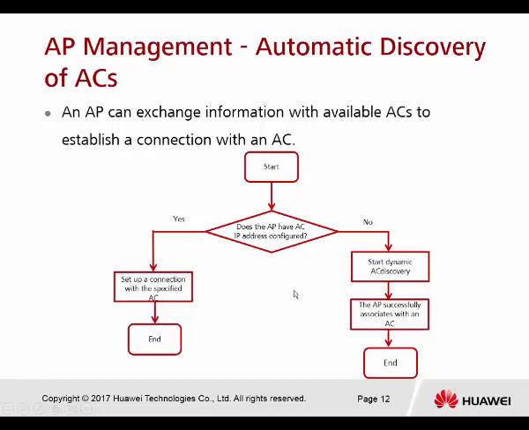AP management, automatic discovery of AC. An AP can exchange information with an available AC to establish a connection with the AC. So when it starts, the AP will first check: does the AP have the AC IP address configured? Meaning, did we actually configure the static AC IP address on our AP?